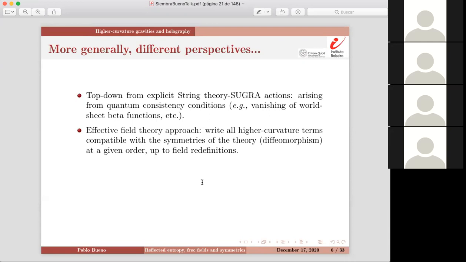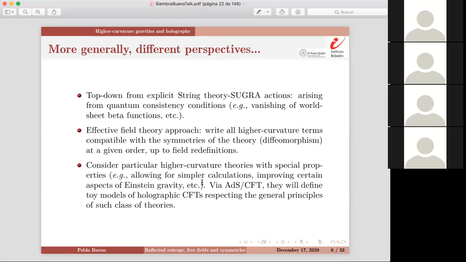and you work with that. And a different possibility is to try to care less about where the theories are coming from, or perhaps they don't need to come from anywhere. What you do is consider particular theories which have special properties, for instance, that they allow for simple analytic calculations, or they improve certain aspects of Einstein gravity, and they allow you to prove other things. And in the context of AdS/CFT, we will see that they can sometimes be used to learn things which are general.